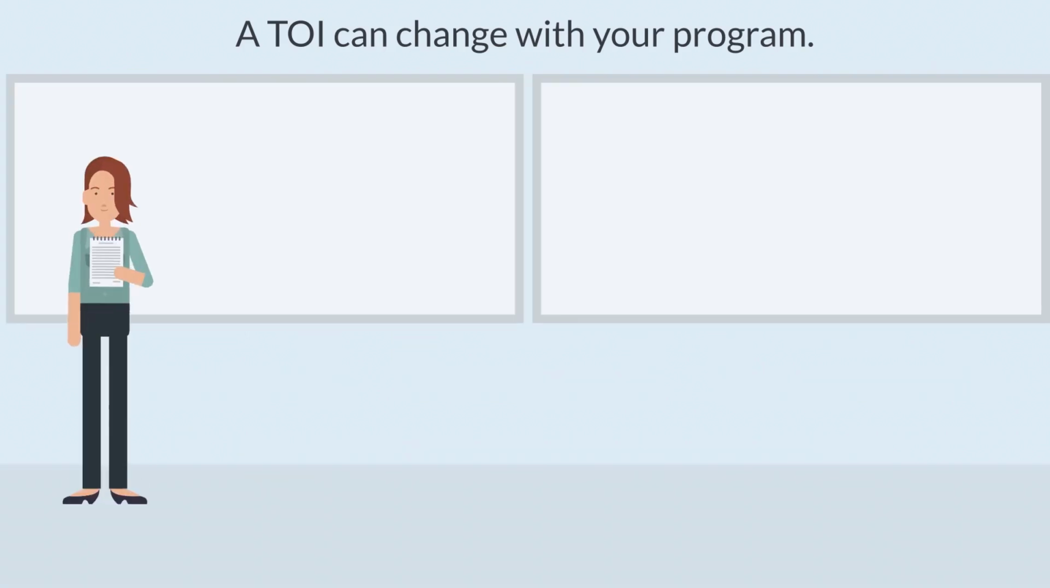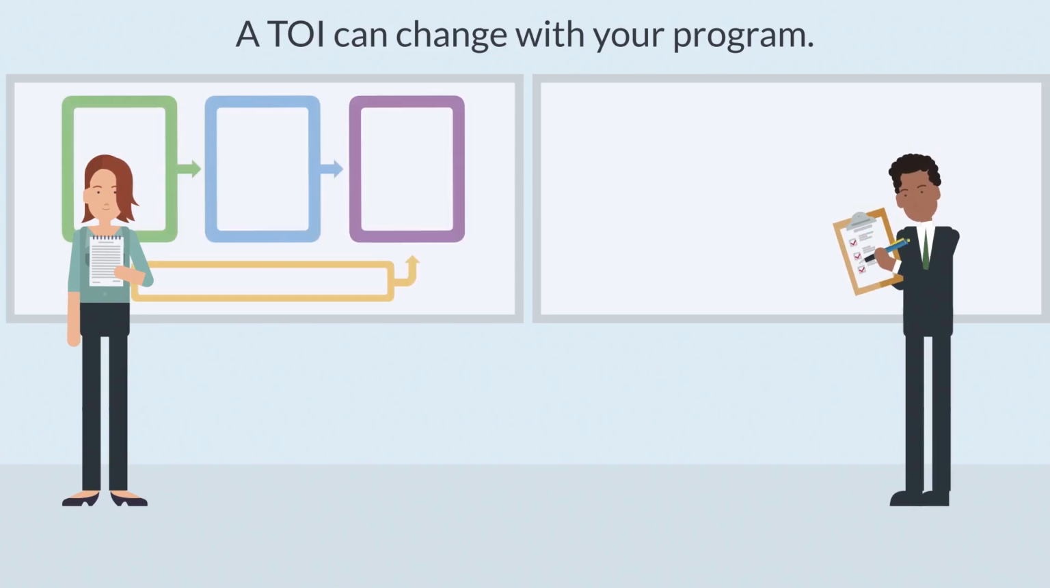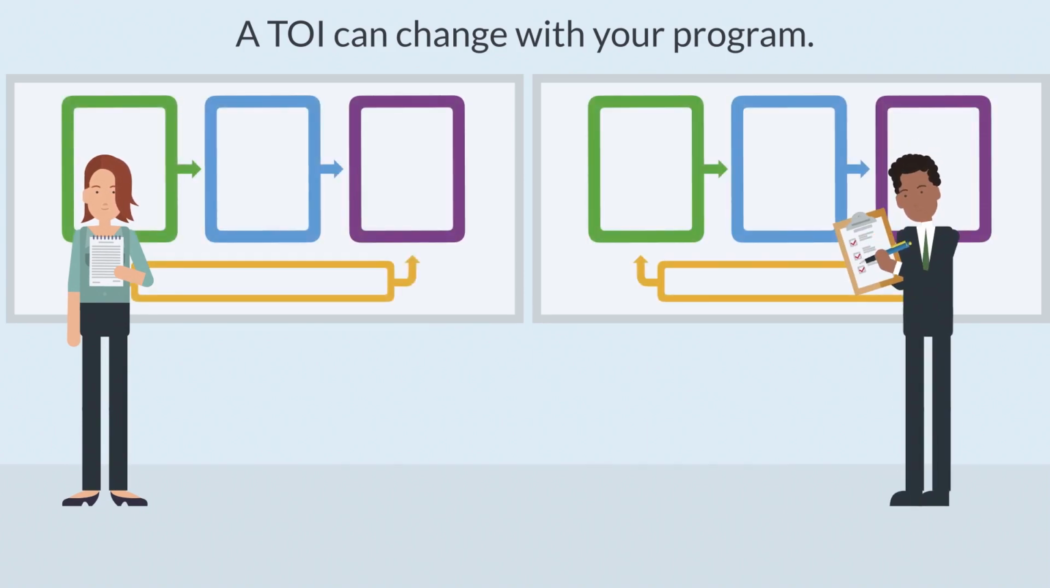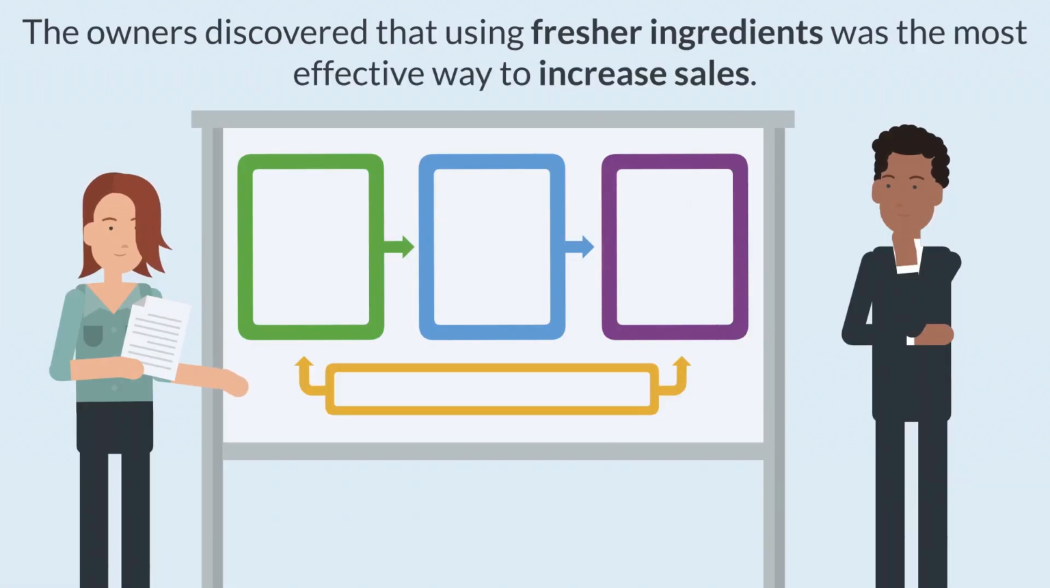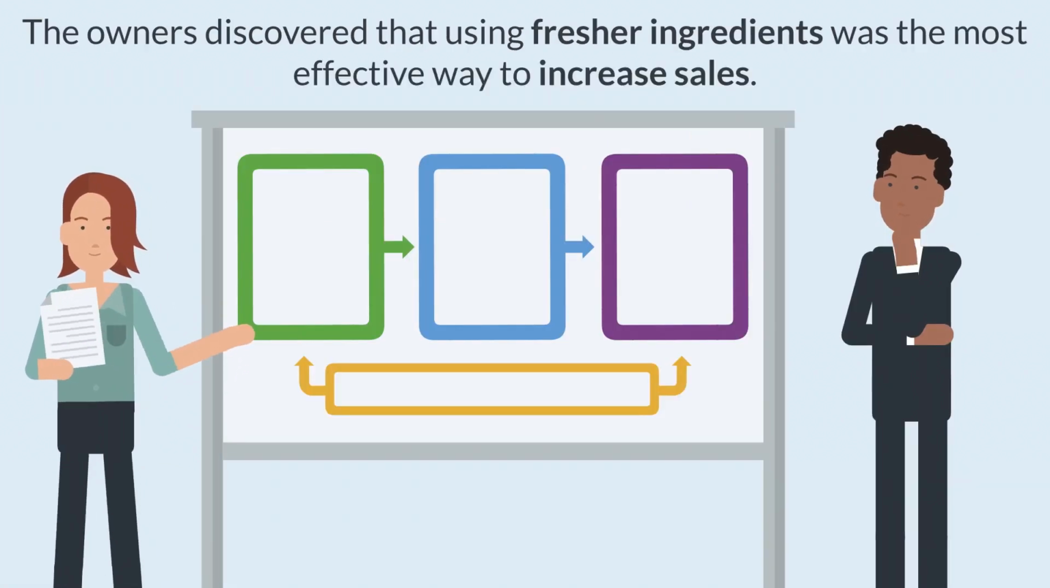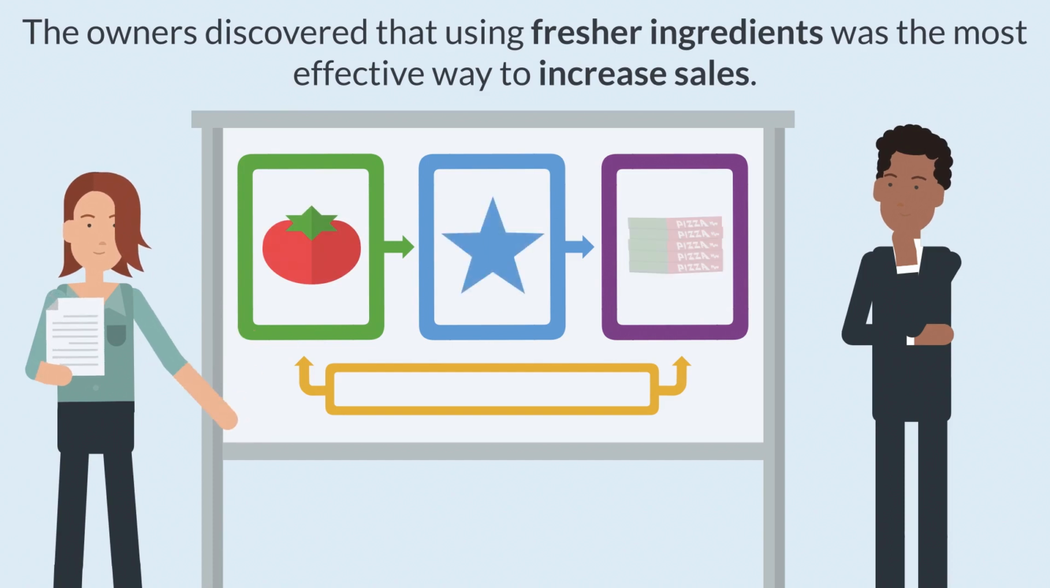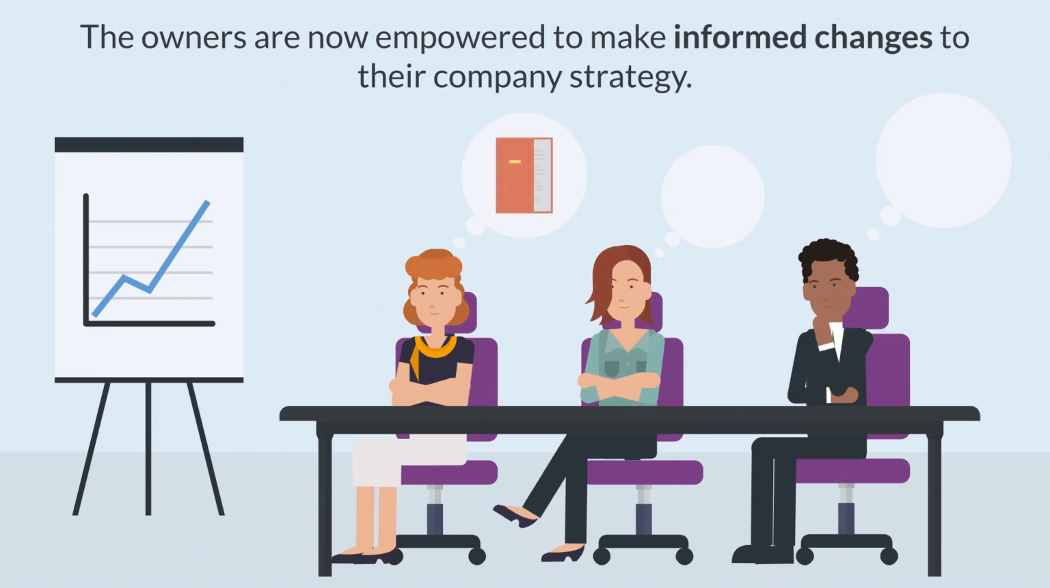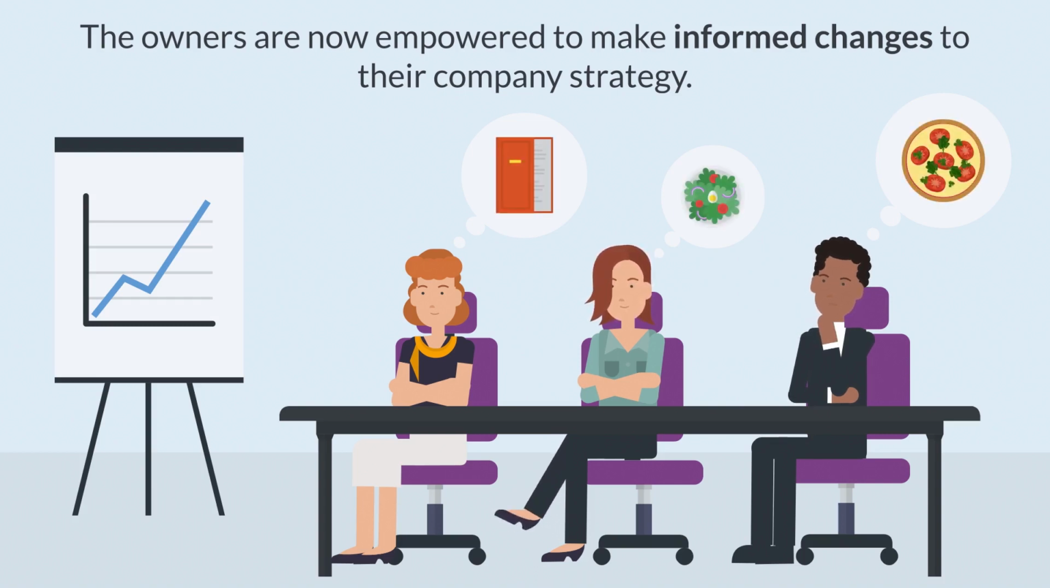If they wanted to, each restaurant owner could do additional testing and update their theory of impact over time based on what they learn. By using a theory of impact, the owners discovered that using fresher ingredients was the most effective way to increase sales. Now that they know this, the owners are now empowered to make informed changes to their company strategy.